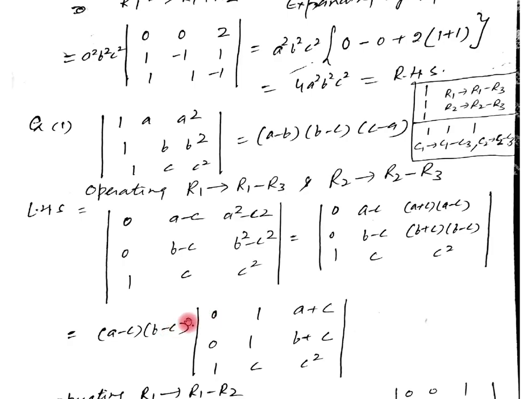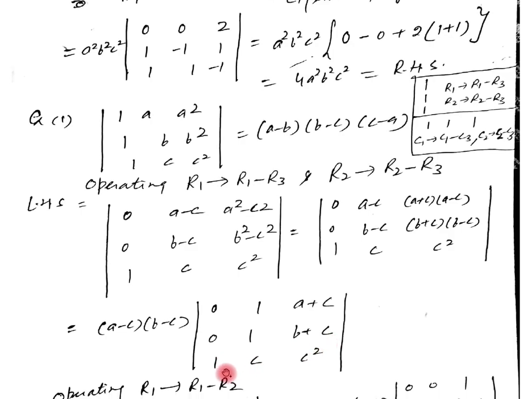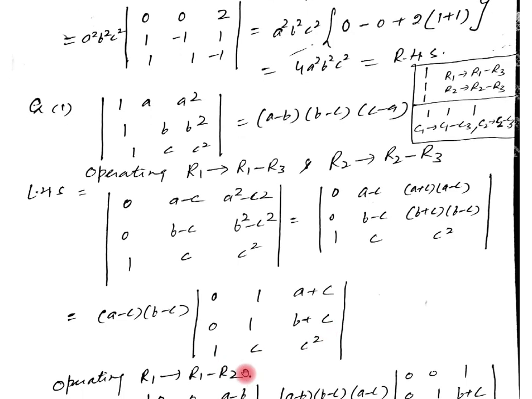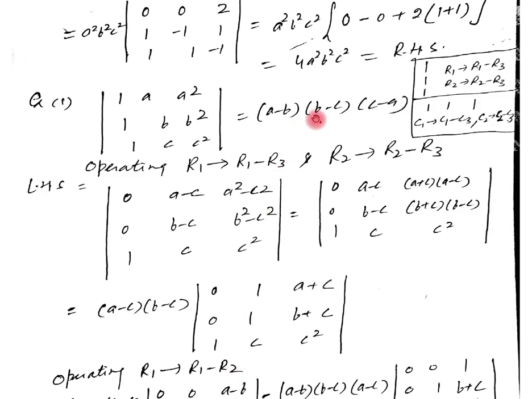Now when we take a minus c common, it becomes 0, 1, a plus c. From the second row when you take b minus c common, it becomes 0, 1, b plus c. Third row will remain as it is. Now again on the right hand side we have three factors, a minus b, b minus c, c minus c. Here we have factors a minus c, b minus c. We don't have a minus b.